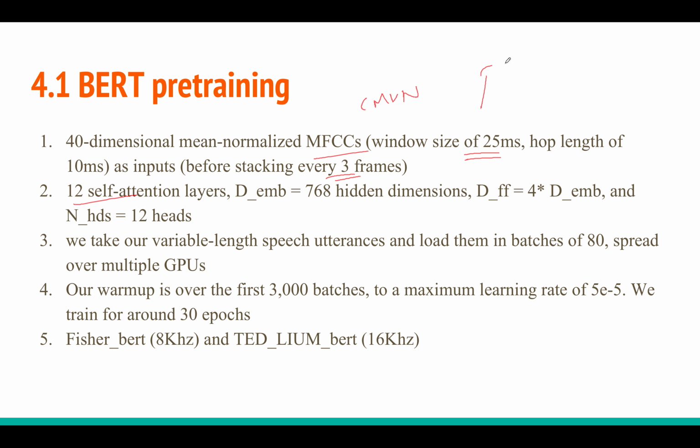They then use 12 self-attention layers. As explained in BERT, we have the multi-head self-attention layer, MHA, and there are 12 of them in this case. The D embedding is the position embedding they add, and the D fully forward is 4 times the embedding size, with 12 heads in each layer. They use a batch size of 80, warm up for the first 3000 batches with a given learning rate, and train for 30 epochs. They train two models.